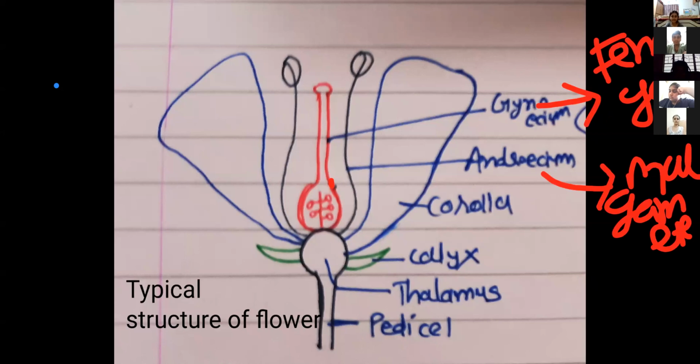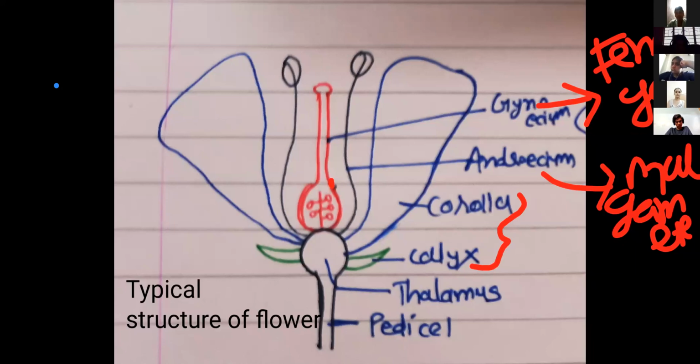So for sexual reproduction, gametes are required. Gametes are formed by the gynoecium and androecium. If the corolla and calyx are not there, still gametes can be formed by these two whorls, androecium and gynoecium. Yes or no? If androecium and gynoecium are present, they are helpful in sexual reproduction, though the calyx and corolla are absent.